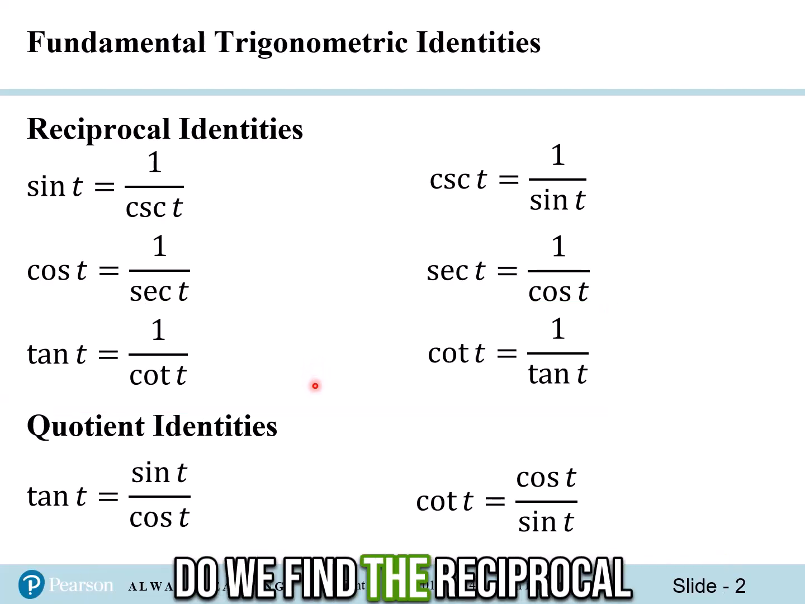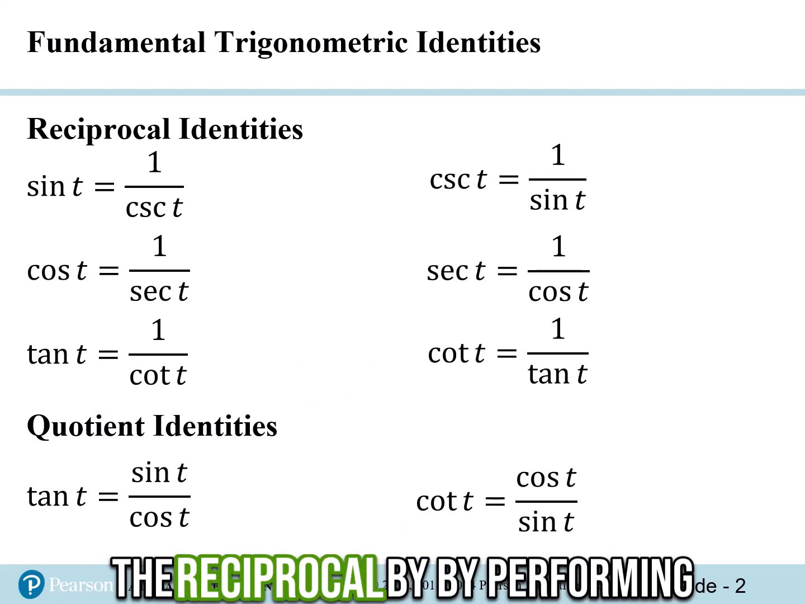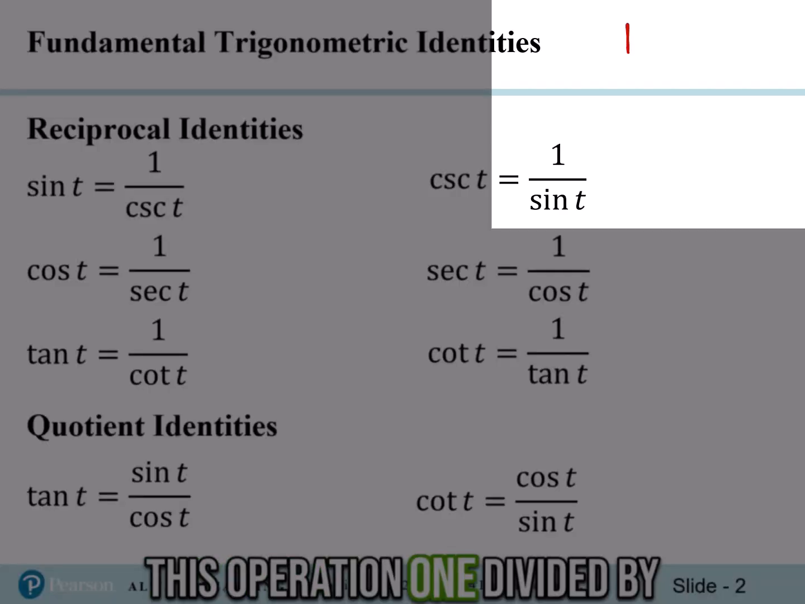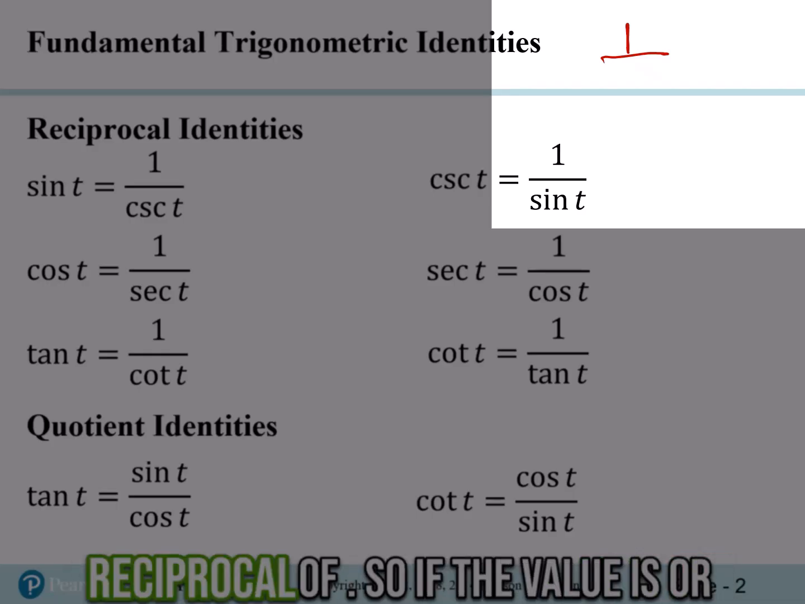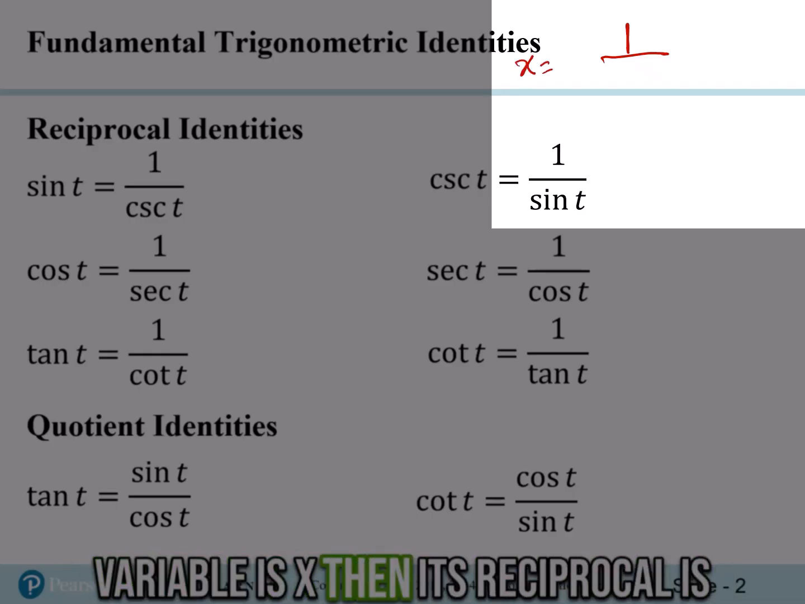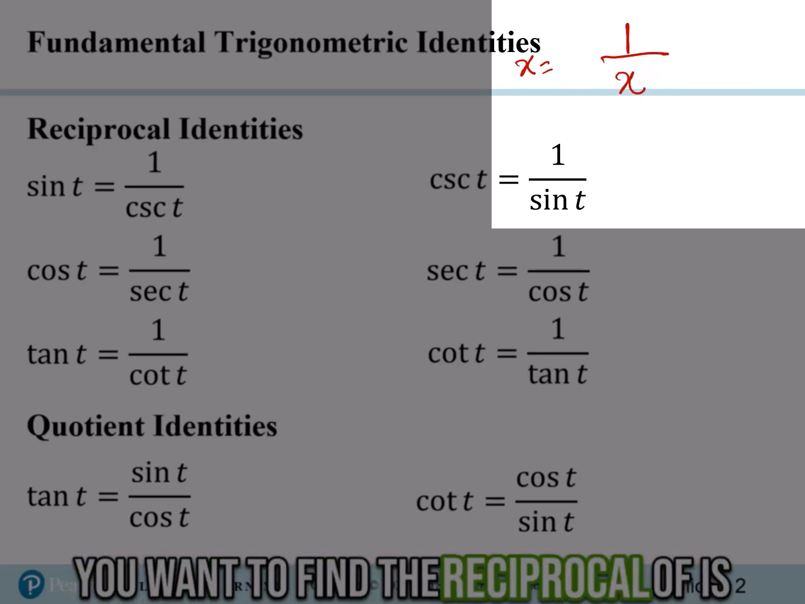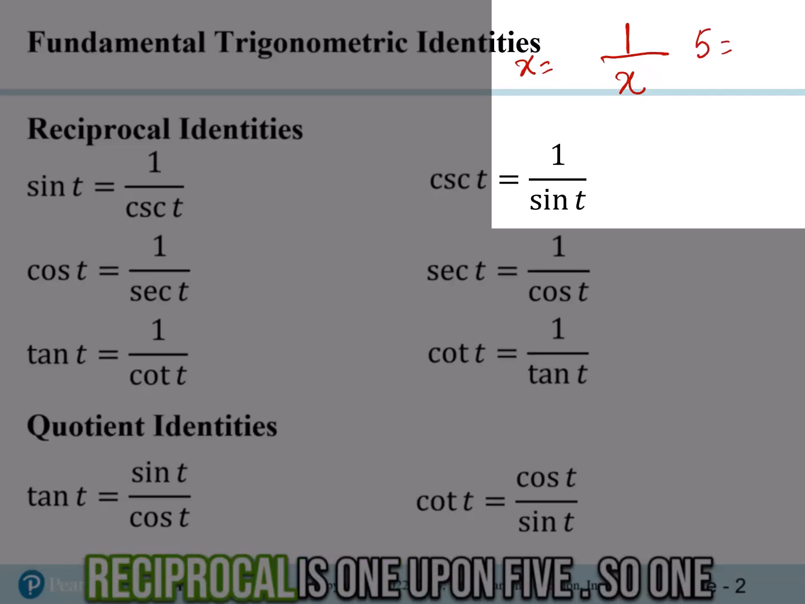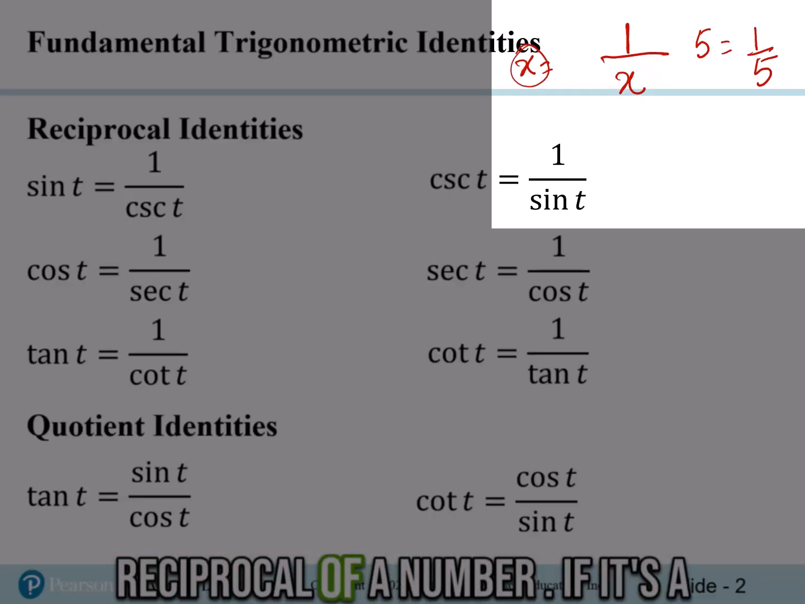How do we find the reciprocal of any value? We can find the reciprocal by performing this operation: 1 divided by whatever value you want to find the reciprocal of. So if the value or variable is x, then its reciprocal is 1 divided by x. If the number that you want to find the reciprocal of is 5, the reciprocal is 1 upon 5. So 1 divided by any value gives the reciprocal of a number.